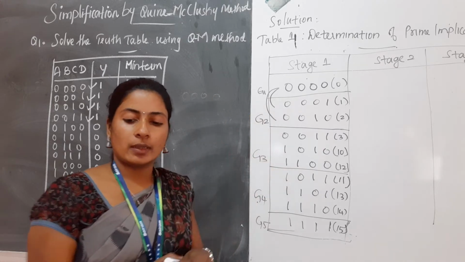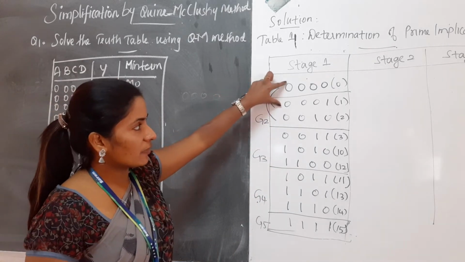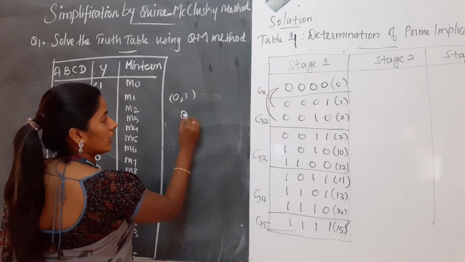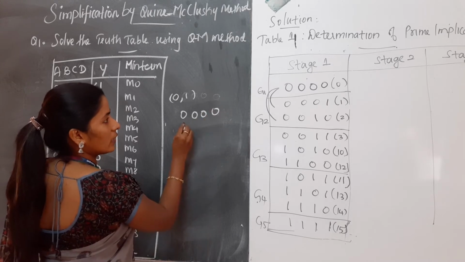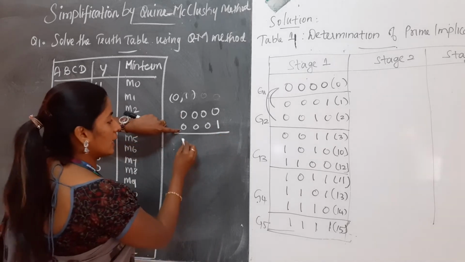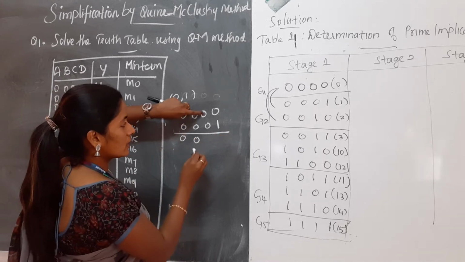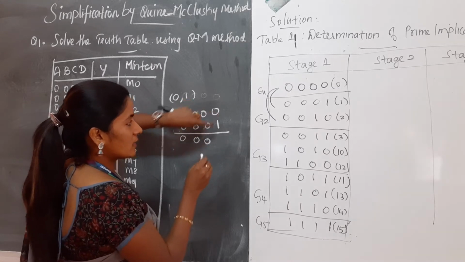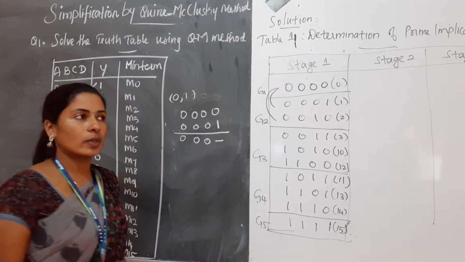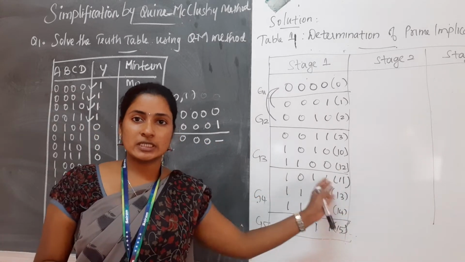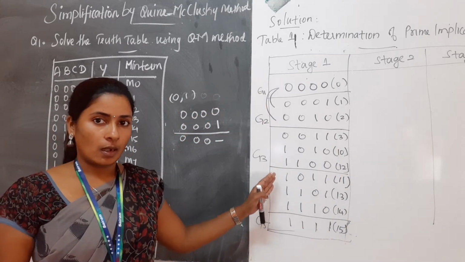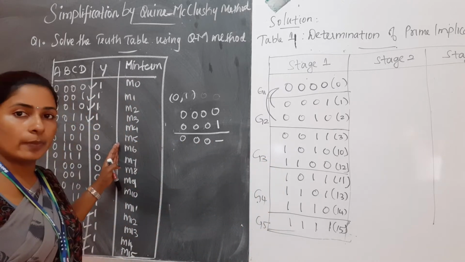So how to compare? The first comparison is between 0 and 1. 0 is 0 0 0 0, and 1 is 0 0 0 1. I compare them: 0 and 0 becomes 0, 0 and 0 becomes 0, 0 and 0 becomes 0, then 0 and 1, see, these two positions differ. If the position differs I have to put a dash. Now the condition for stage 2: in stage 1 I first wrote all the data from the truth table.